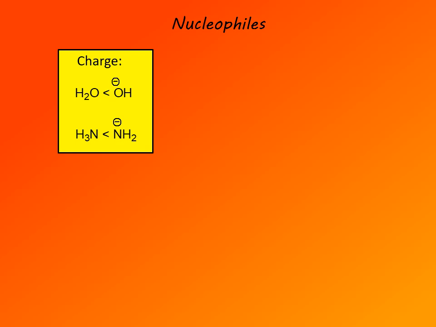So strength of the nucleophile depends on the charge. If same atom is the atom that is bearing free electron pair, that is electron pair donor, then negatively charged atom is stronger nucleophile compared to neutral atom. So for example, hydroxide anion is much stronger nucleophile compared to water. And same goes for amide anion. It's much stronger nucleophile compared to ammonia.